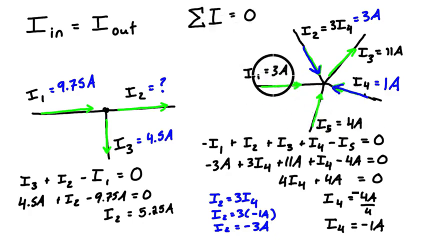And you can even look at it here. If we have 3 flowing in plus 4 plus 1 plus 3, so we have 6, 10, 11 amps flowing in, and then 11 amps flowing out. So in is equal to out, or the sum of all of them is equal to 0.